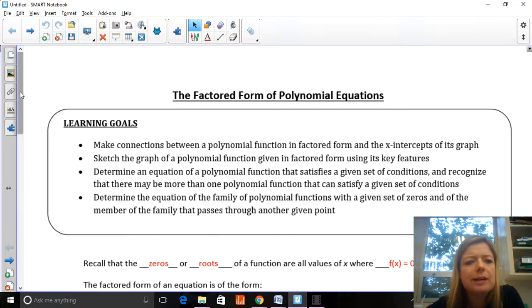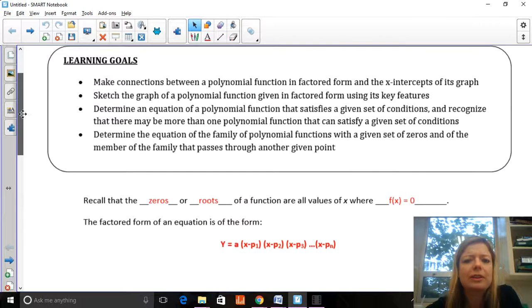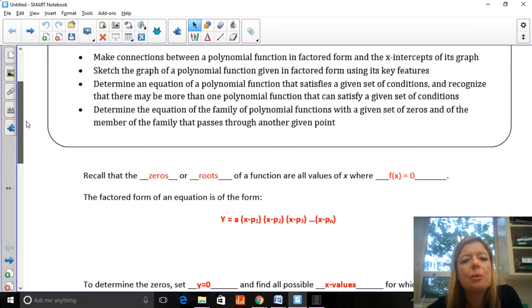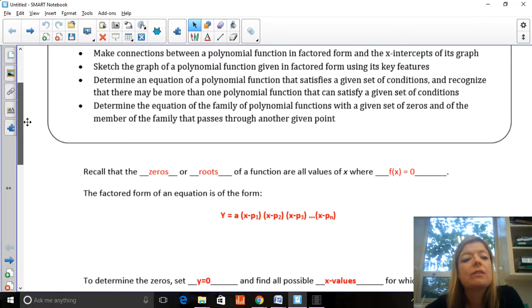So our learning goals: make connections between a polynomial function in factored form and the x-intercepts. Then sketch the graph of a polynomial given its factored form and using other key features that you know about it, like the degree and the leading coefficient. Determine an equation of a polynomial if you're given a set of conditions or the graph of it, and determine the equation of a family of polynomial functions with a given set of zeros and of the member of the family that passes through another given point.